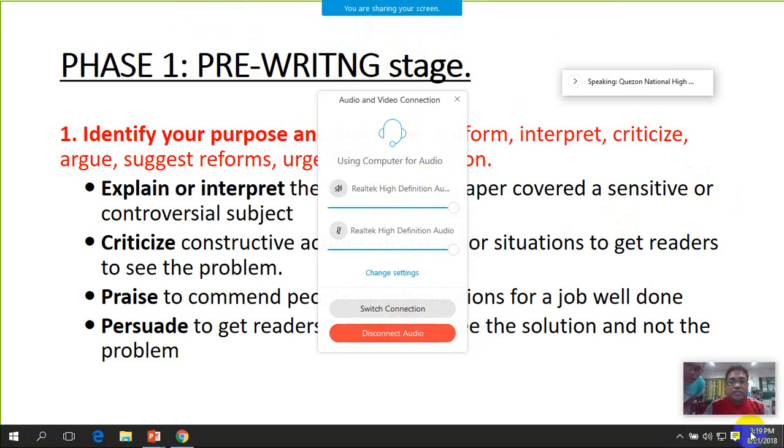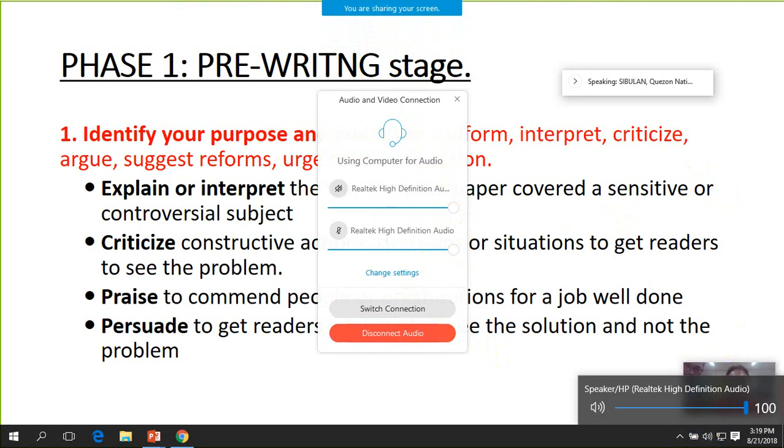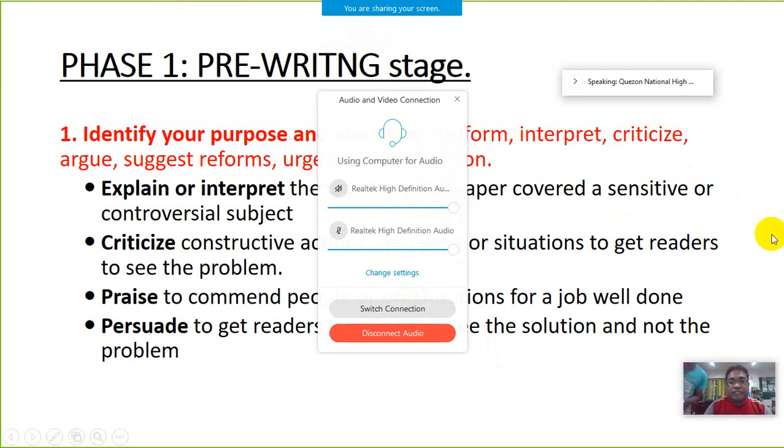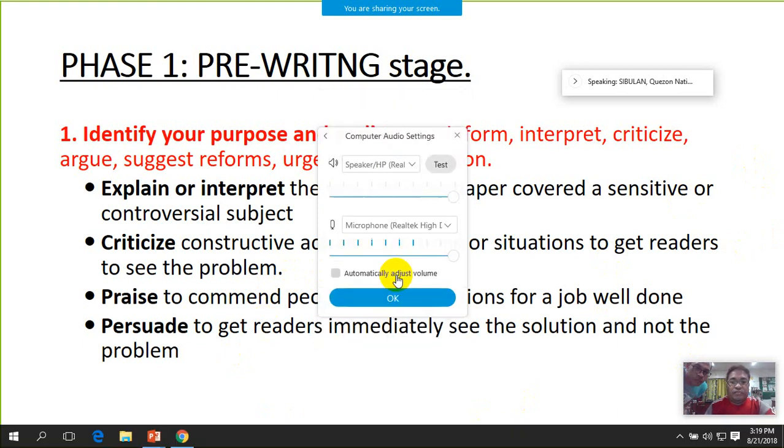So what about editorial of interpretation? So we write interpretative editorial when our focus is delivering the significance or the impact of an event to the lives of the people.